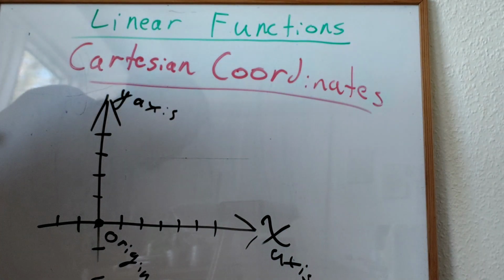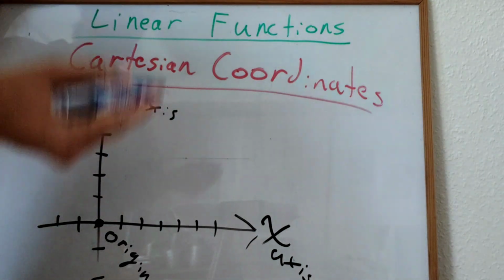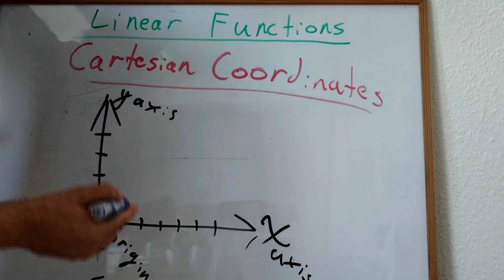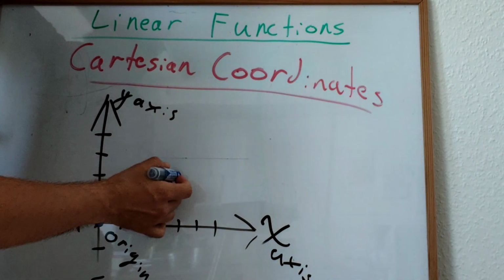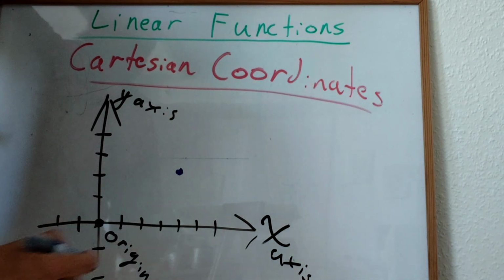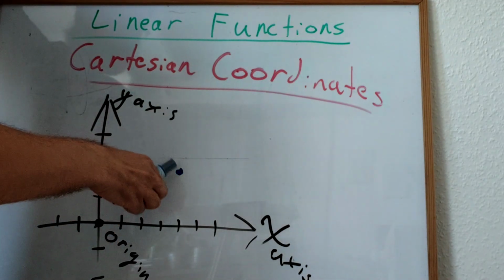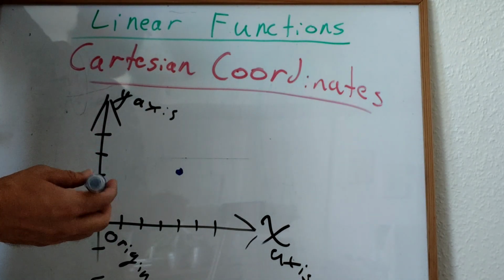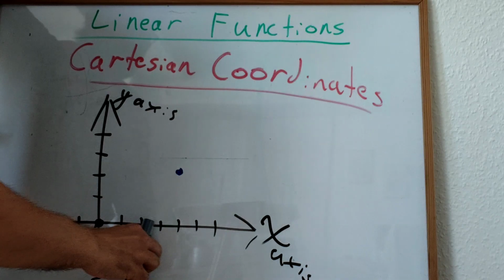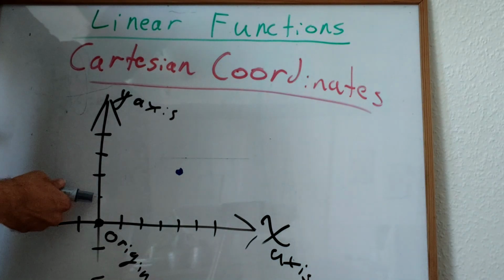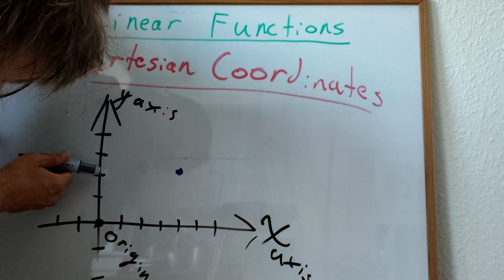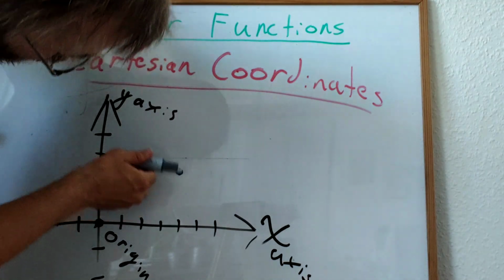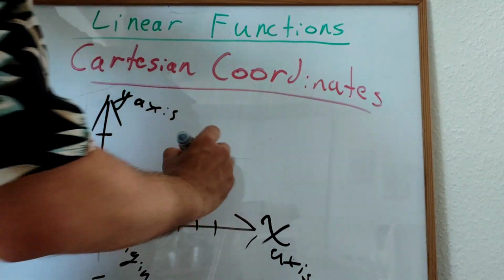Through this, we can begin to identify all kinds of points on this system. For example, if I were to put a point here, I could say, okay, so how do I explain where this point is? Well, it's 1, 2, 3, 4 on the x, and it is 1, 2, probably about maybe 2.5 on the y. I'm going to call it 2 here.